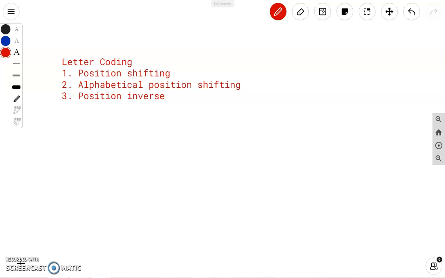And in letter coding there are 3 different techniques. Those are called position shifting, alphabetical position shifting, and position inverse, which we are going to learn today. Position inverse is almost a different kind of alphabetical position shifting, but position shifting is completely different. When we learn coding decoding, there can be various techniques and patterns, but we can sort out the patterns and create names like position shifting, alphabetical position shifting.